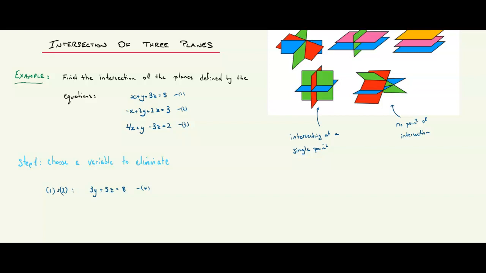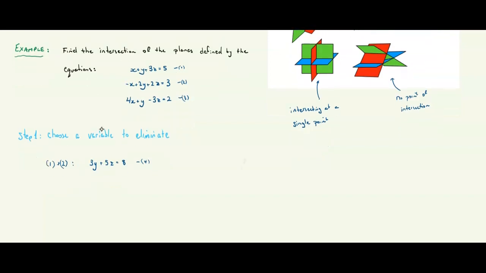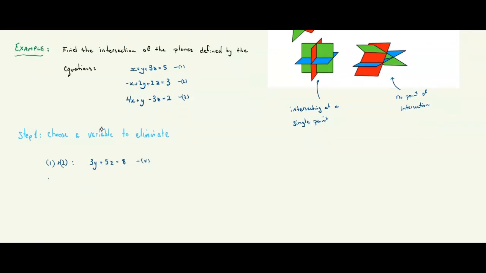So what could I do here? I could take 2, multiply it by 4, and add to 3. Does that look sensible? So I could take 4 times equation 2, and then add it to equation 3. So I just use another pair of equations. There are 3 pairs, 3 options, aren't there? 1, 2, 1, 3, 2, 3. So I pick 2 of those 3 pairs to eliminate the same variable.